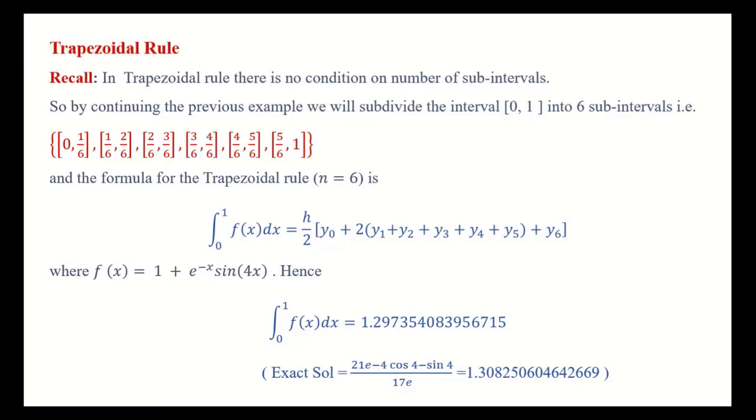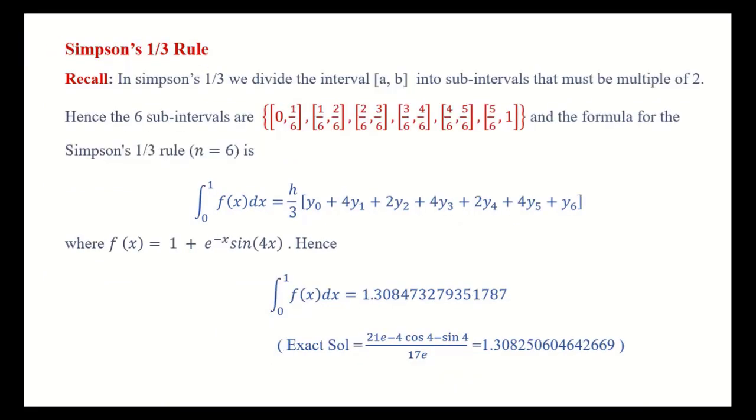So now let's move to the next, Simpson's 1 by 3 rule. You know the condition that for the Simpson's 1 by 3 rule you must have the number of subintervals a multiple of 2, that is, you have an even number of subintervals. As we will use the same subintervals as we had used for the previous schemes, that is n equal to 6, meaning these are the 6 subintervals. As 6 is a multiple of 2, it means we can use the Simpson 1 by 3 rule over this problem.